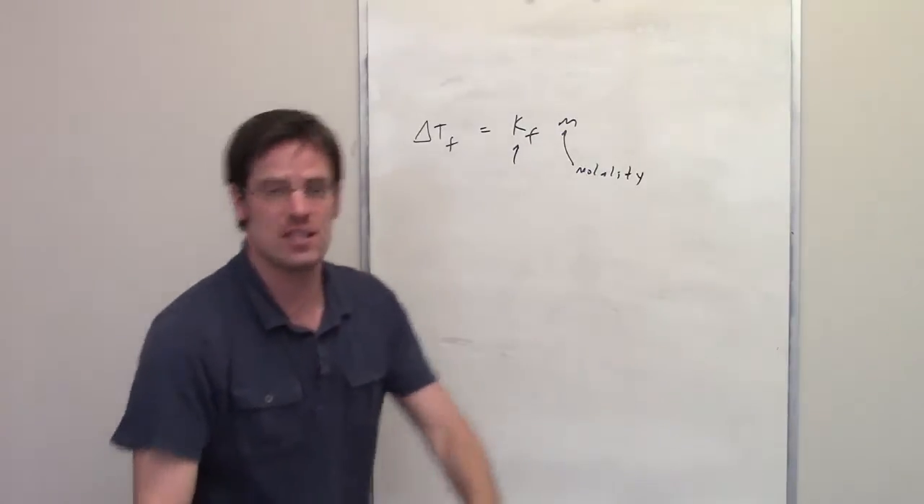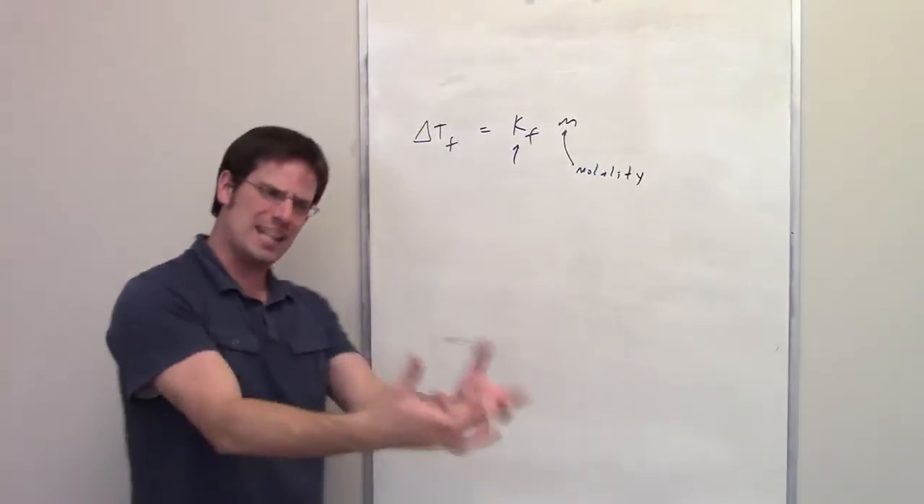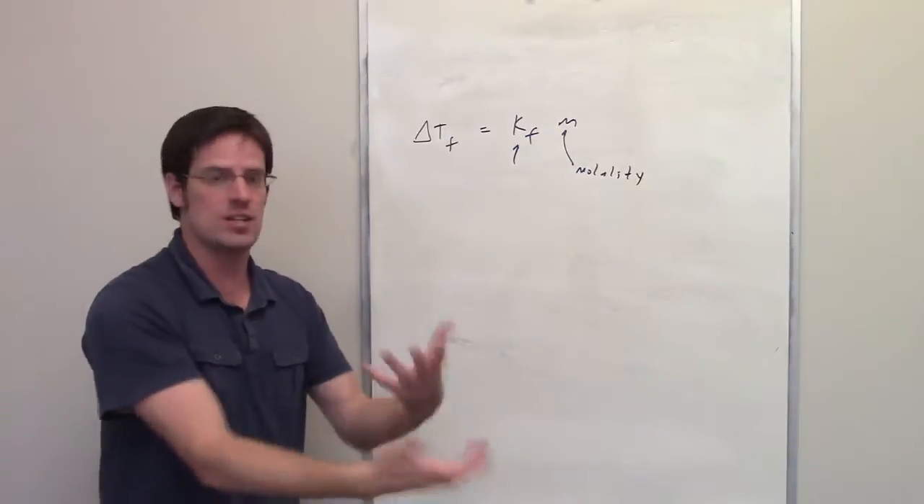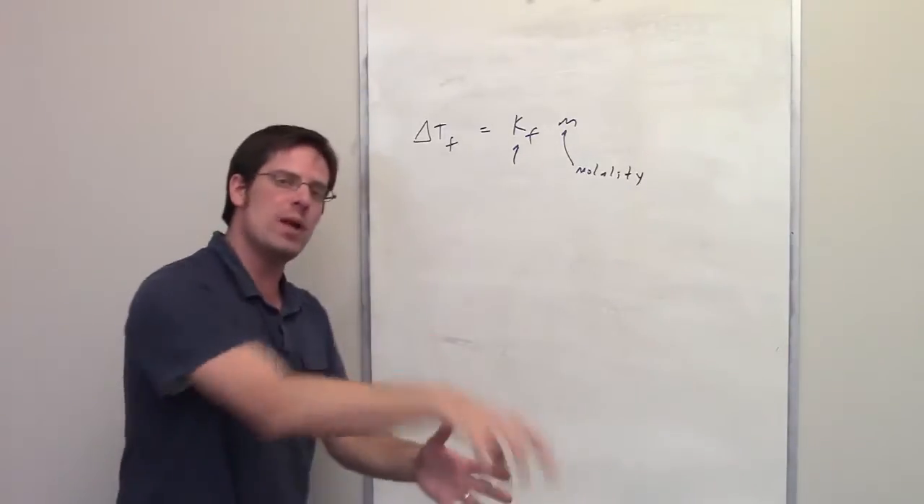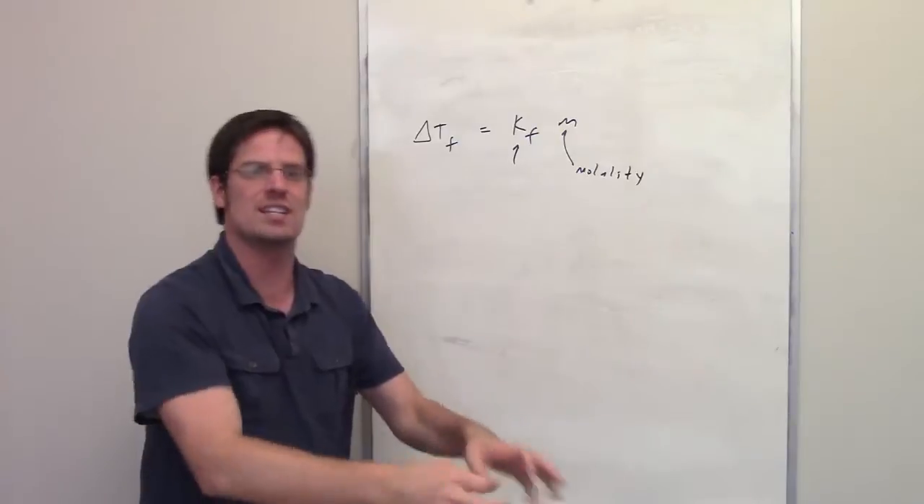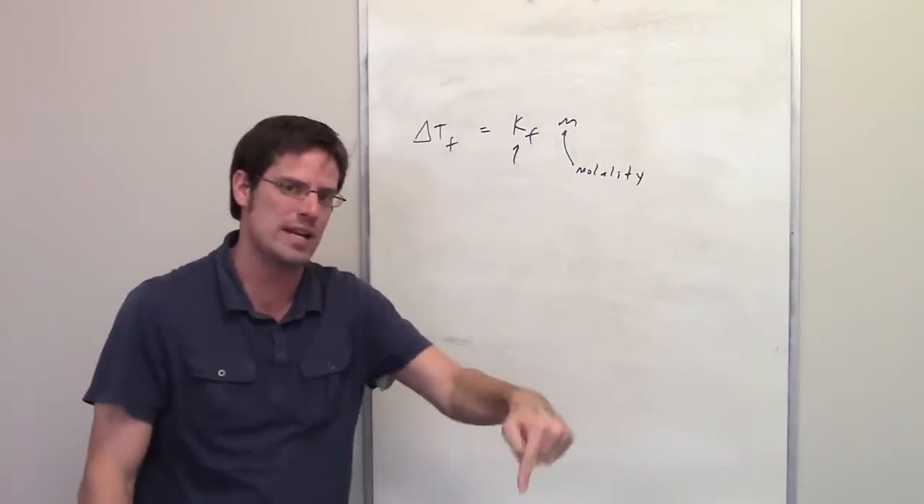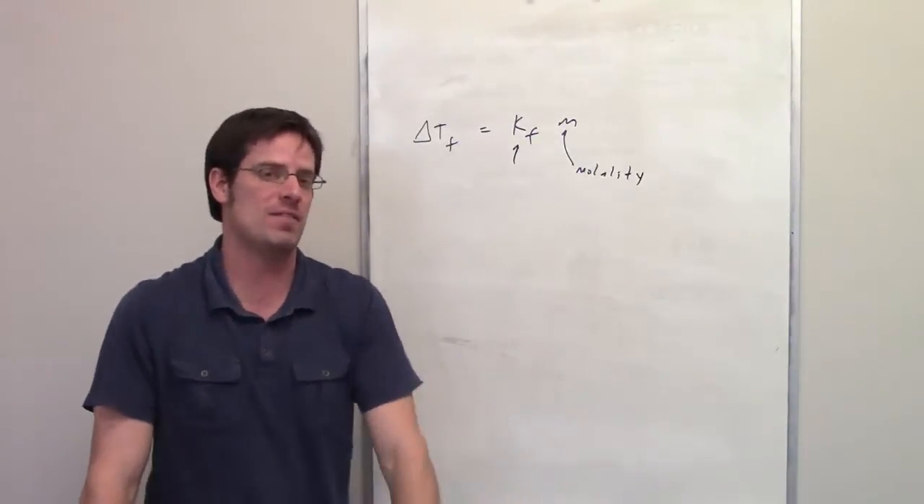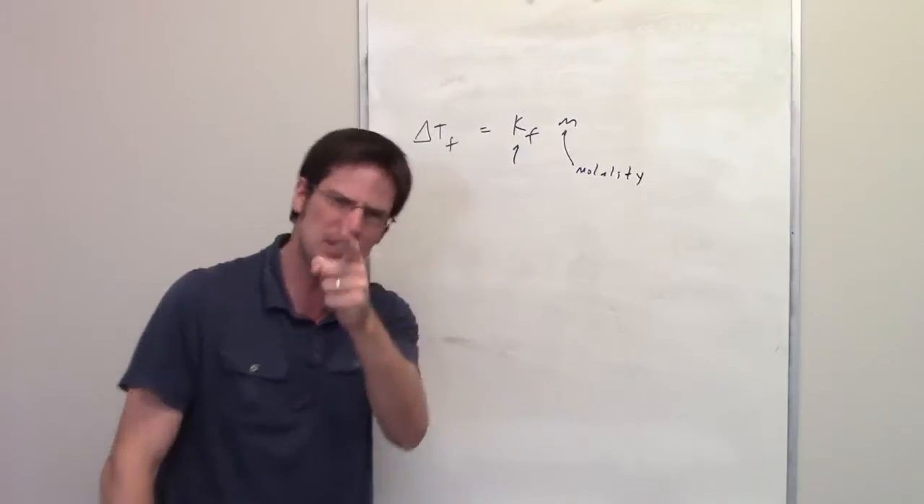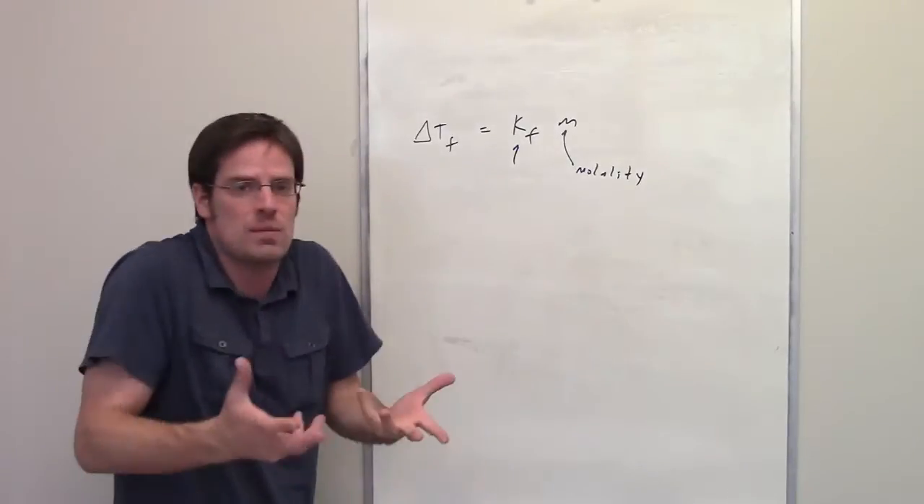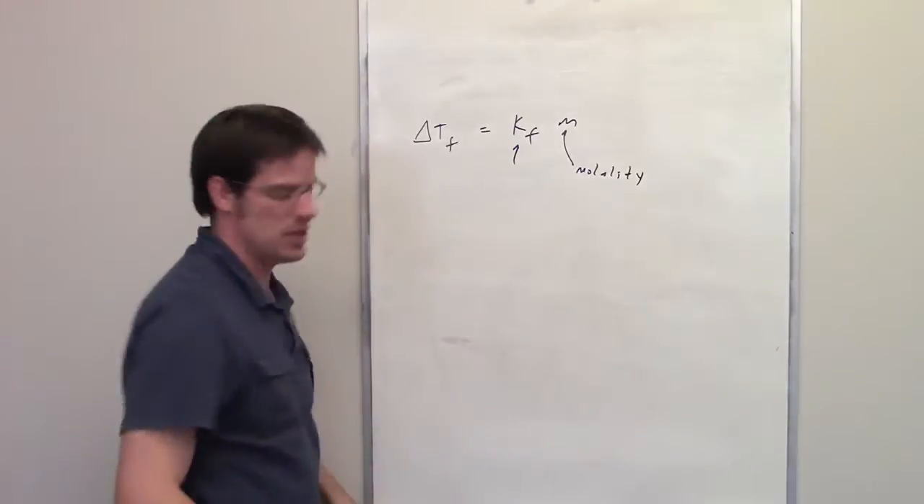The point is this: if you take any solution, any liquid, it normally would freeze at a certain temperature, and you throw in some kind of solute that dissolves in that solution, it's going to decrease the freezing point of that liquid. But by how much does it decrease it? And how do we determine that? We determine it by using this equation.